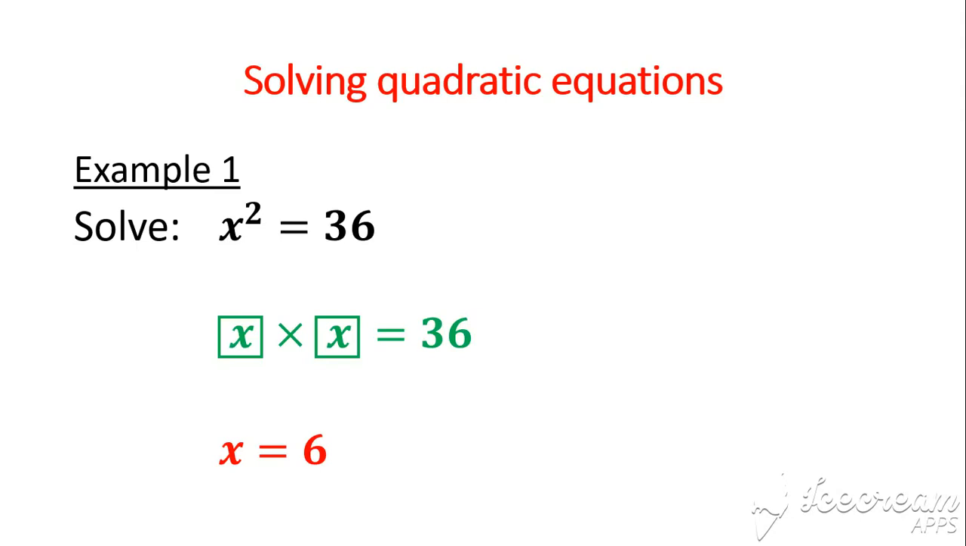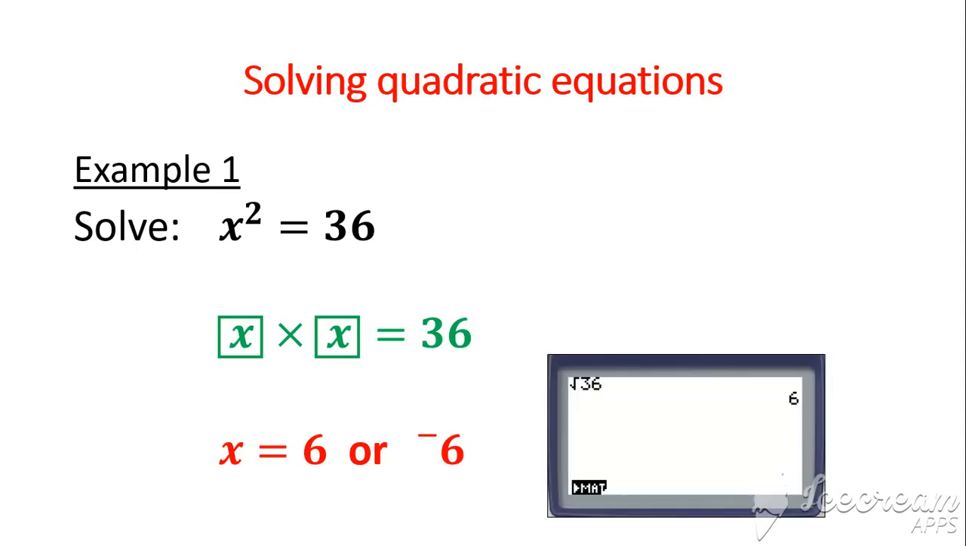But there is a second answer you need to be aware of, and that is negative 6, because negative 6 times negative 6, a negative number times a negative number makes a positive number. So negative 6 times negative 6 makes 36. You could have got there by square rooting 36 on your calculator if you struggled to get 6. And then you could have realized the second answer would be negative 6.